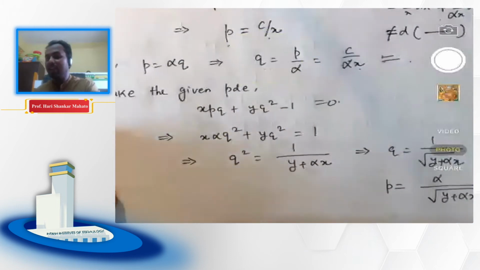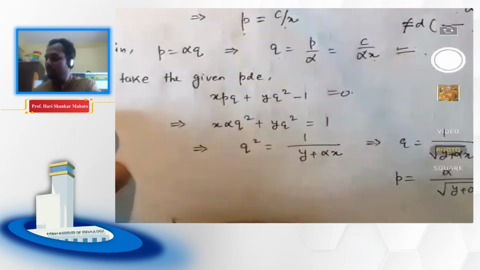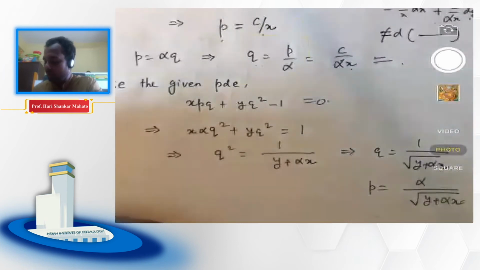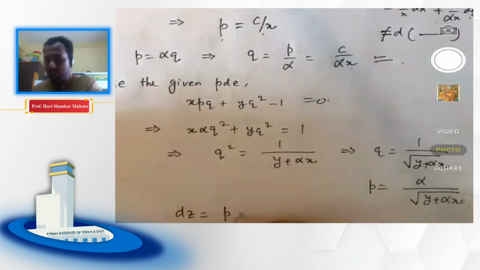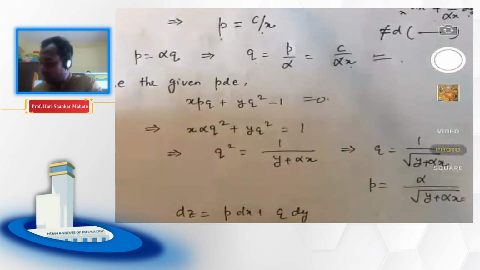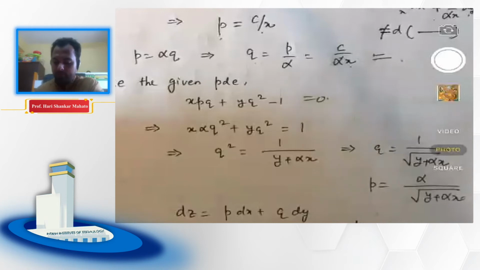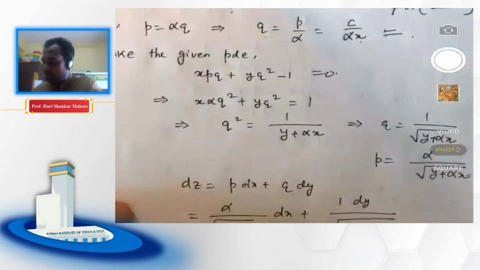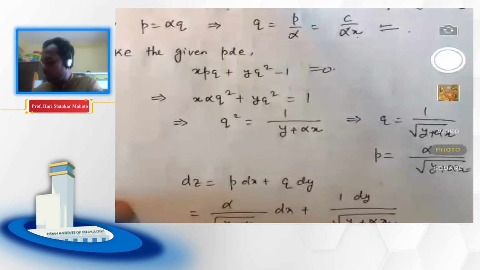Now we will see whether we can get an integrable differential or not. So first of all, again we will have dz equals to p dx plus q dy. So p, we already know, is alpha by square root of y plus alpha x d of x, and this one is 1 dy divided by square root of y plus alpha x. So now this is nothing but d of alpha x plus y divided by square root of y plus alpha x equals to d of z.